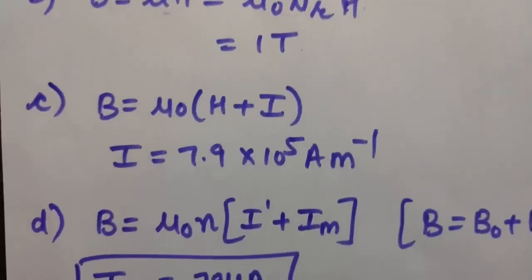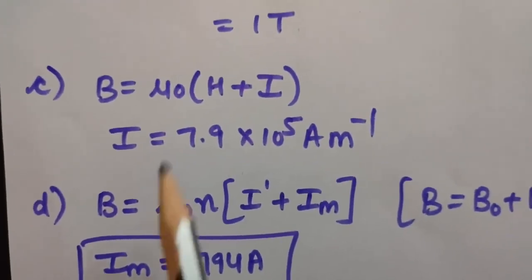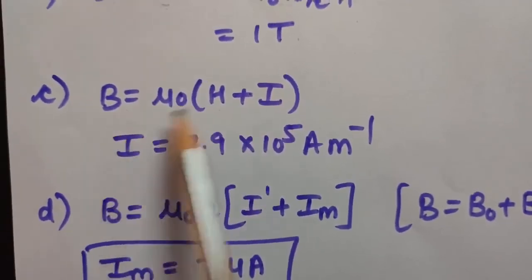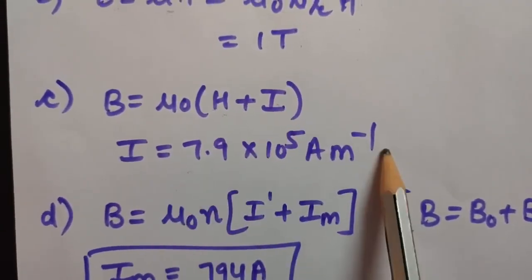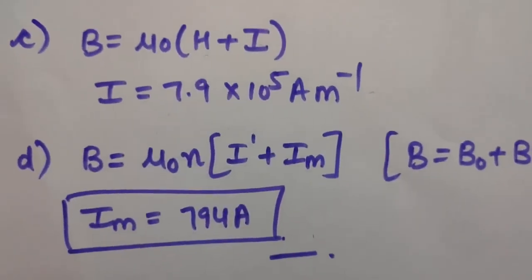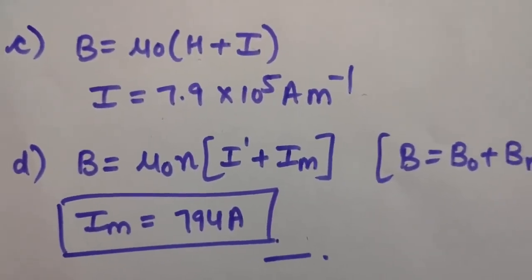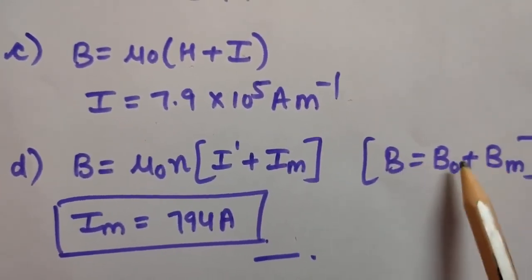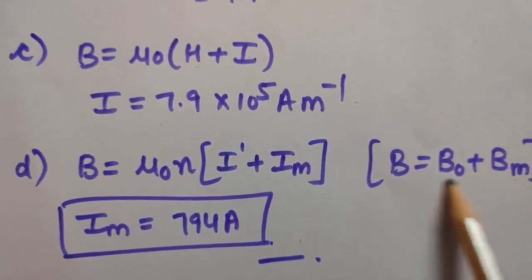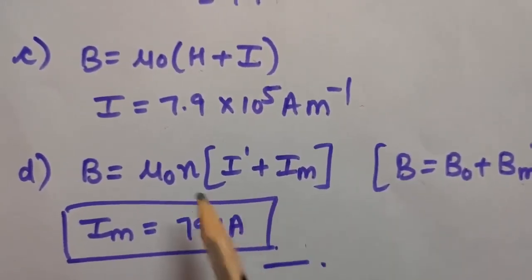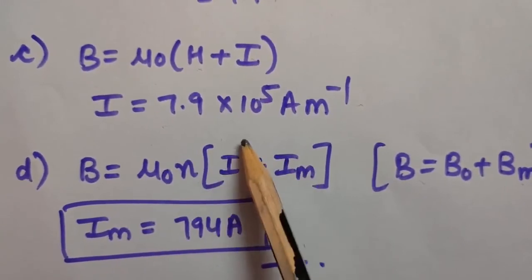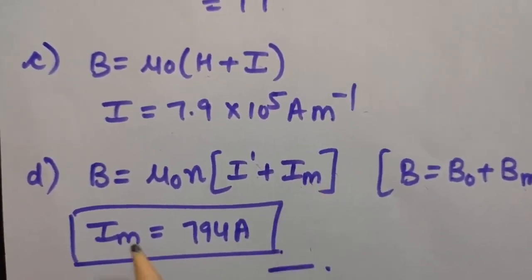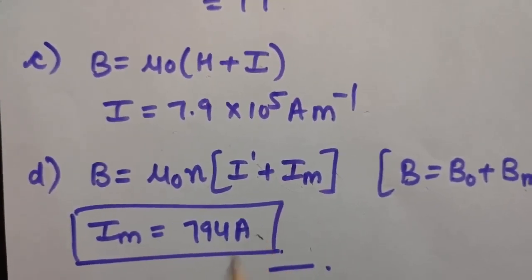In third part, you have to calculate intensity of magnetization. So you know the formula B is equal to mu naught into (H plus I). Again, you have all the values. So calculate intensity of magnetization from here. In D part, you have to calculate the current due to magnetization. As I have told you, the total current in any device is equal to B naught plus Bm. This you have studied in your theory lecture. So this comes to be mu naught n I dash plus Im, where I dash is your normal current and Im is the current due to magnetization. So from here calculate Im, that will come to be 794 amperes.